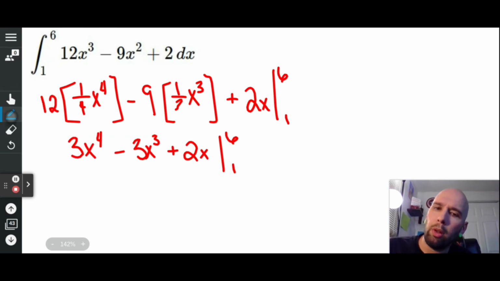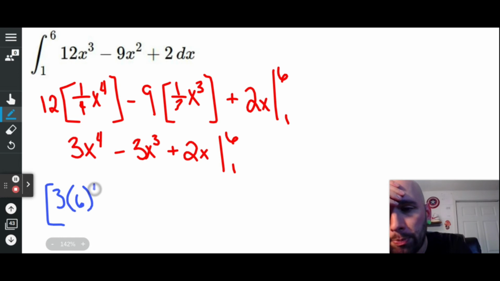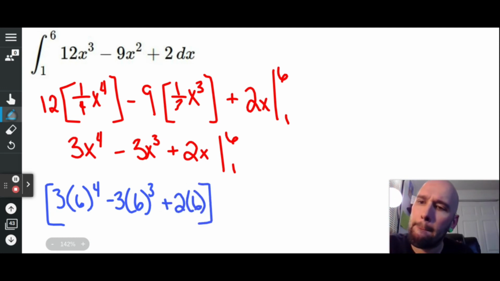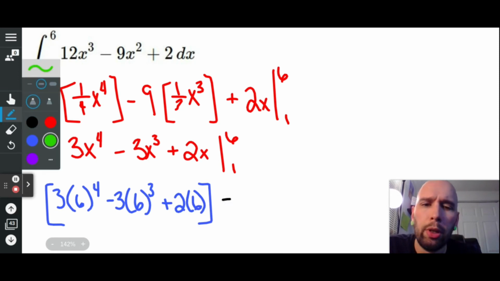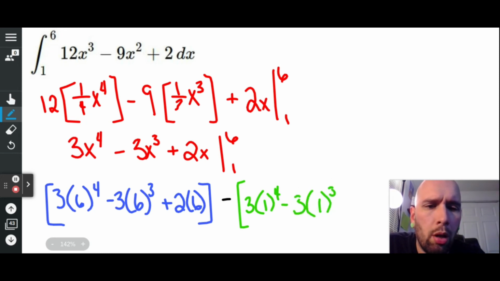So we'll do the limit of 6 in what is this color? Blue. So I have 3 times 6 to the 4th minus 3 times 6 cubed plus 2 times 6, close it, minus, we'll do this in green, 3 times 1 to the 4th minus 3 times 1 cubed plus 2 times 1, close it.